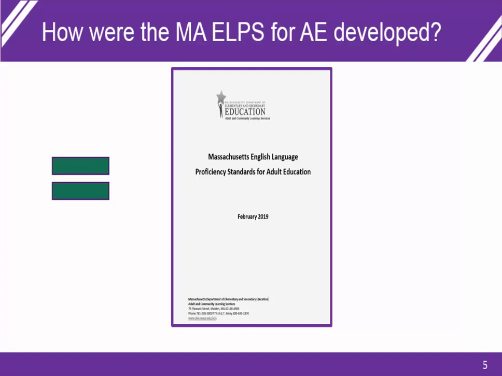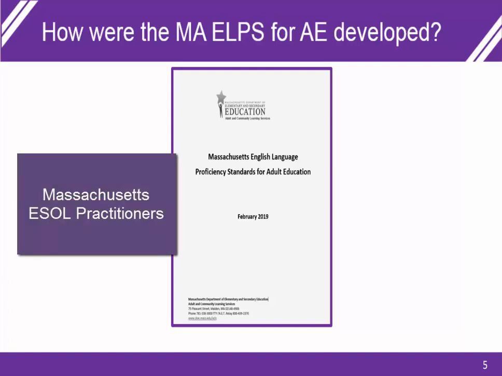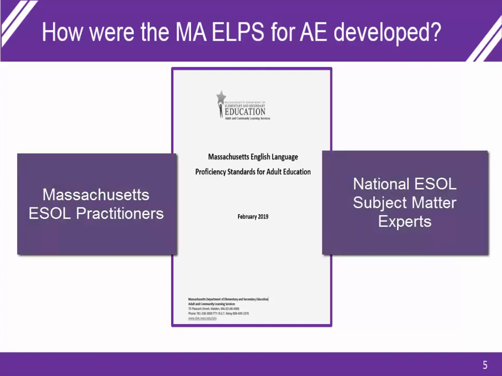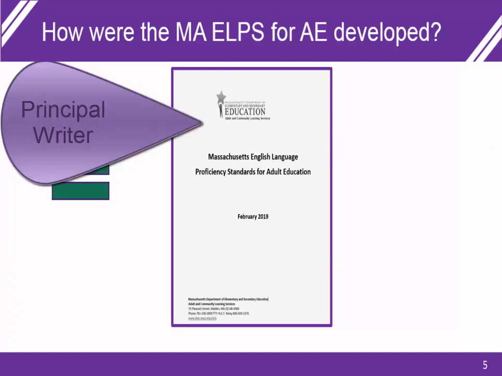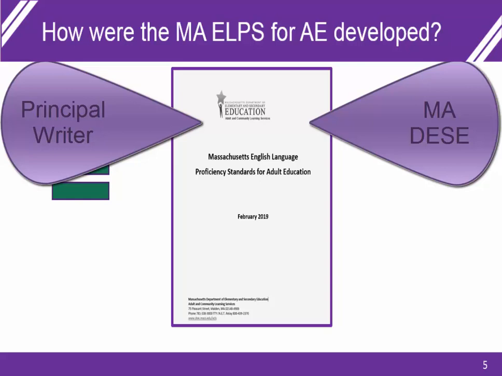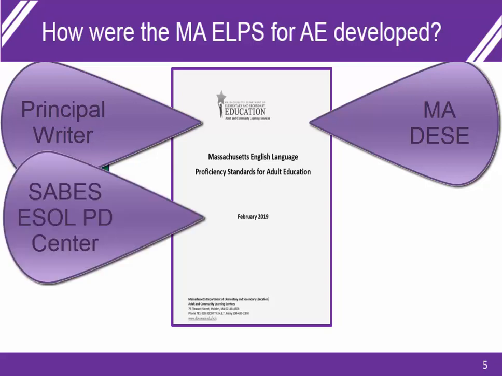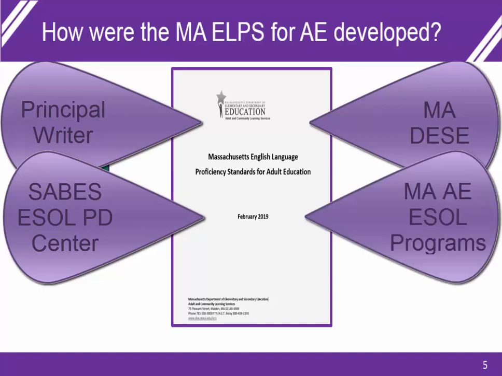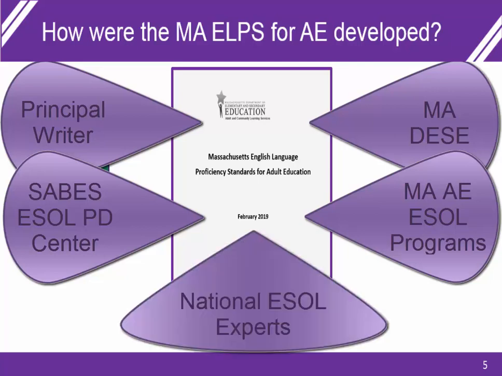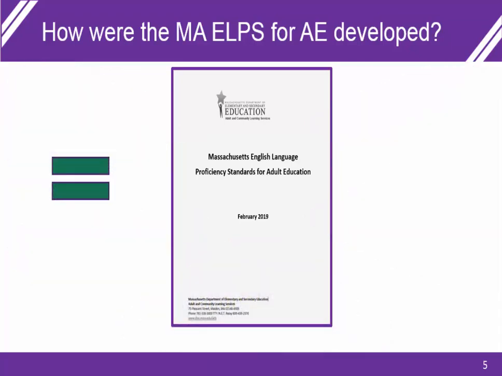Specifically, that the development of these standards be inclusive of Massachusetts ESOL practitioners as well as national subject matter experts. A principal writer and an assistant, both from World Education in Boston, were contracted in 2018 to begin the process and were supported by a team of reviewers and contributors from the Massachusetts Department of Elementary and Secondary Education, the SABES PD Center for ESOL Curriculum and Instruction, teachers and directors from over a dozen Massachusetts adult ESOL programs, and experts from across the country, including some who had helped develop the national ELPs. In February of 2019, the Massachusetts ELPs were completed.